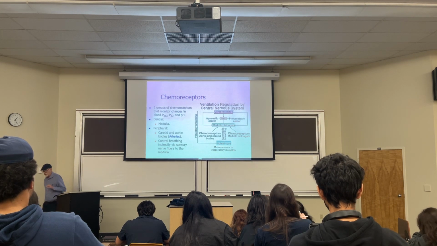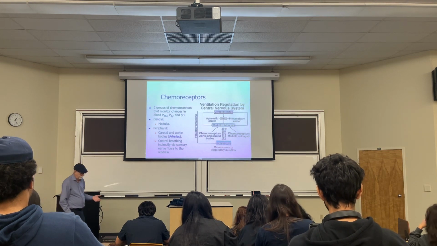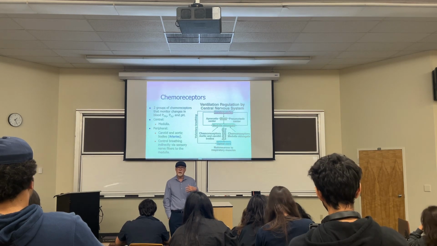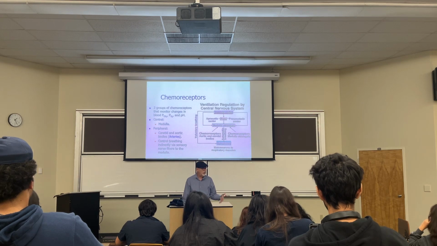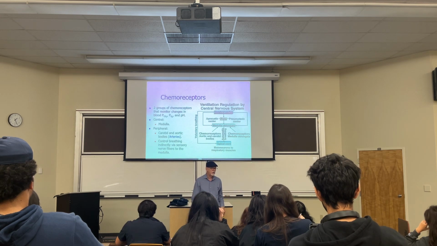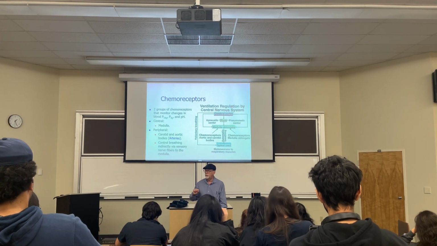Now, we have these respiratory rhythmicity centers that are going to control breathing. But how do we know when we need to increase our breathing rate or decrease it? We know, for instance, when we exercise, we need to increase our breathing rate. And after we stop, we need to decrease it. Well, what tells these centers when to crank it up or crank it down?